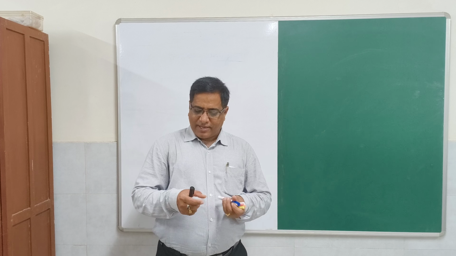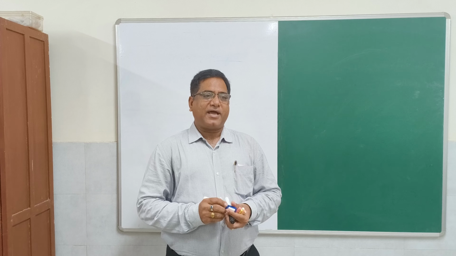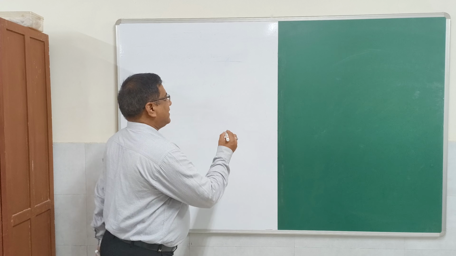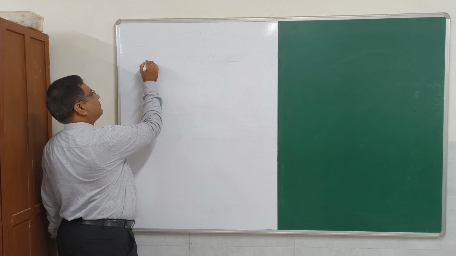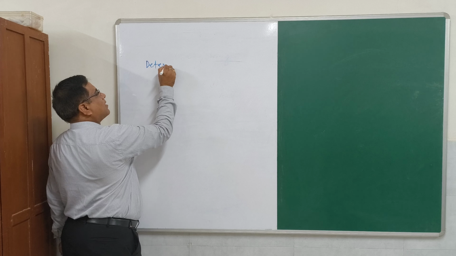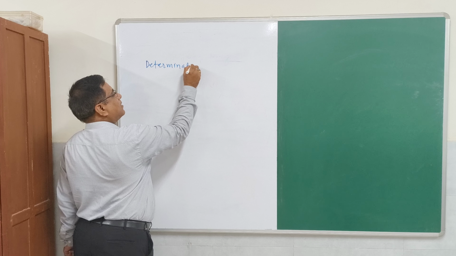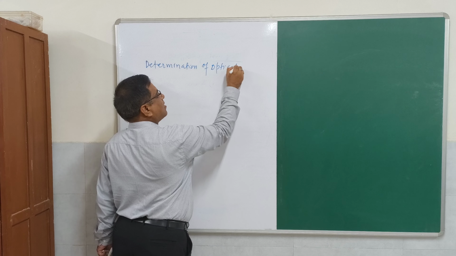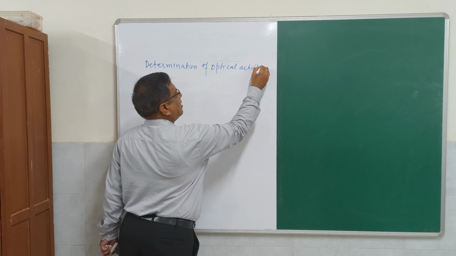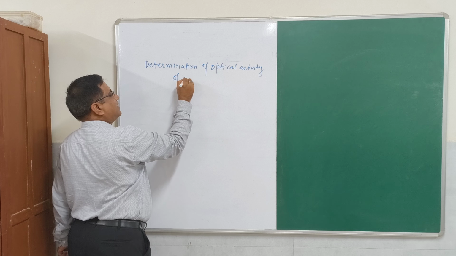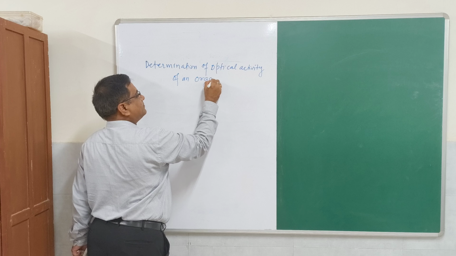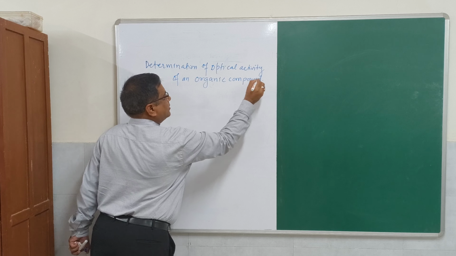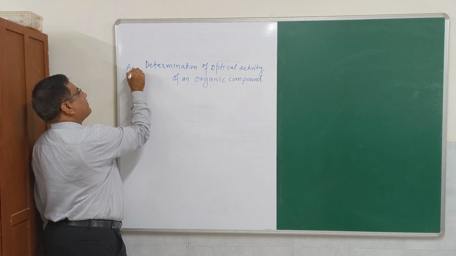Very good. Now today, in our applied component drugs and dyes, we will have one experiment, and that is called the determination of optical activity of an organic compound. So this is the aim of the experiment.